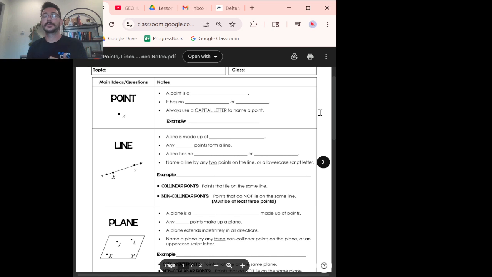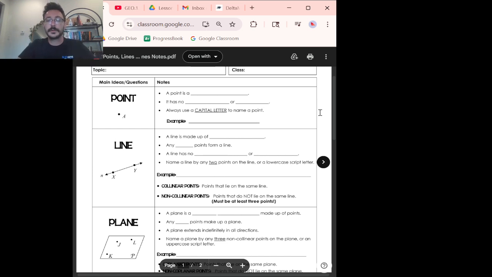Just going to go through some refreshers for this first lesson in points, lines, and planes. Not going to cover everything in detail, but hopefully, like I said, a summary. So let's go through the notes part real quick.